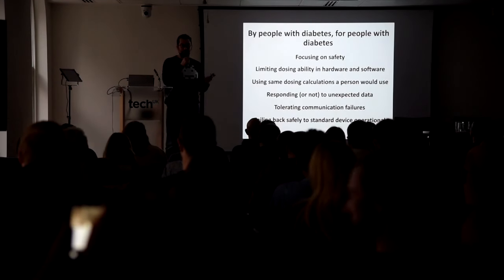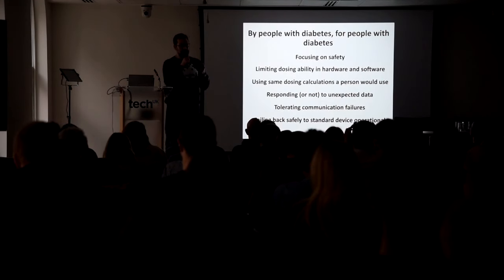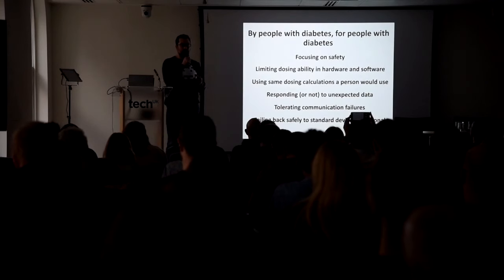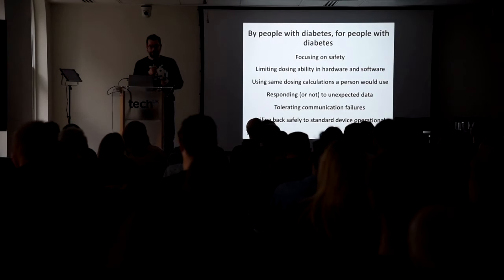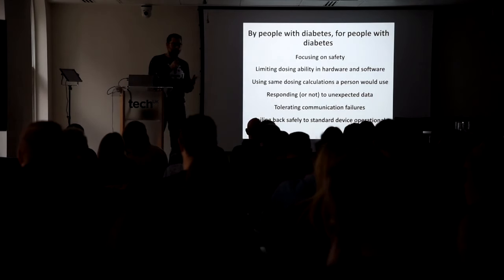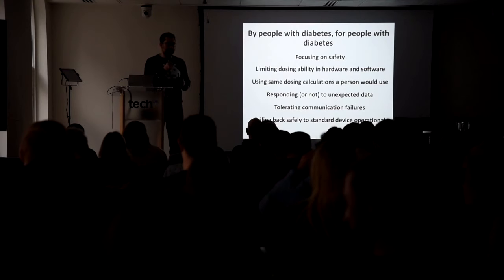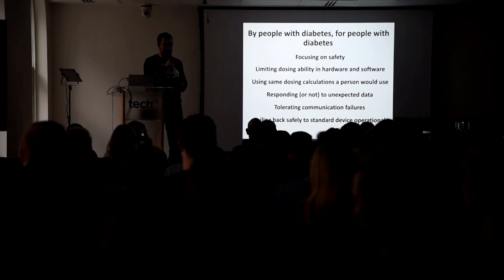It's been built by people with type 1 or parents of children with type 1, and therefore they don't want to kill themselves. They don't want to kill their kids either, although sometimes they might feel like it. And it's designed to fall back safely to what your pump does. That's the key backer: if it fails, then it's your pump that is doing the job.